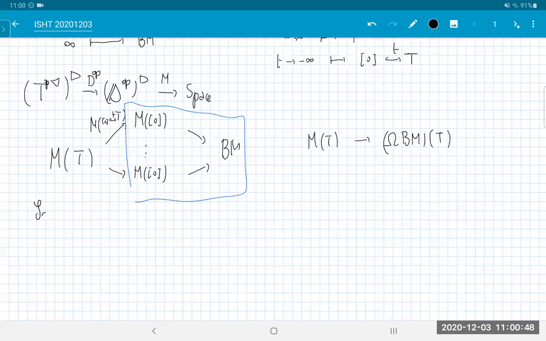So this gives a map M to omega BM of spaces.